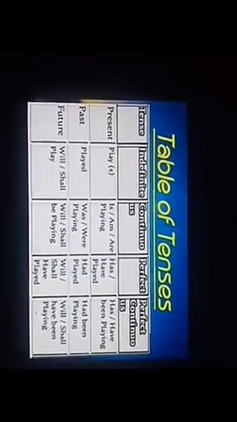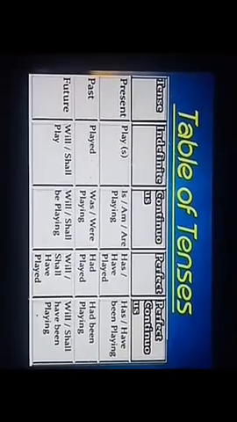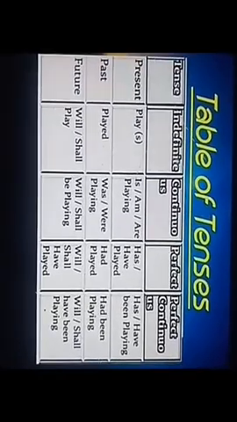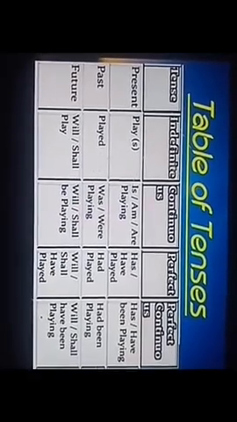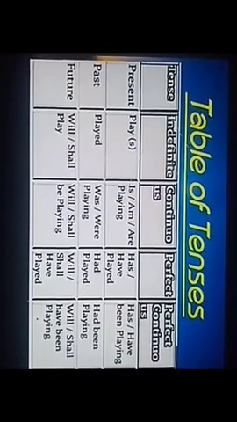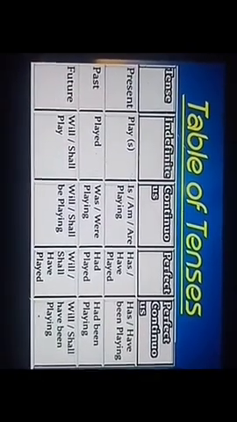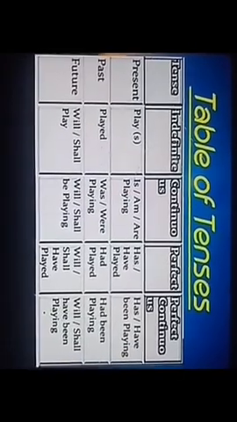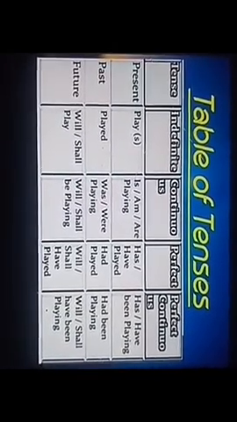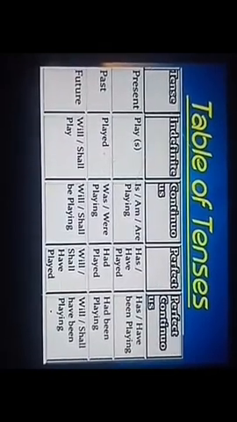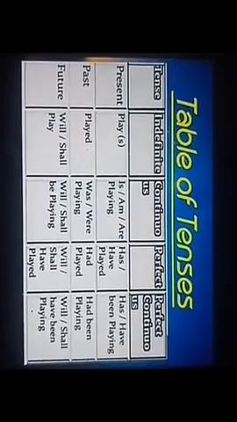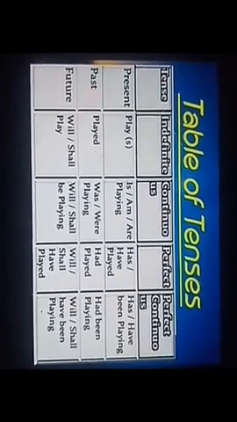Children, in present tense with indefinite, we always use s and es with the verb. If our subject is singular, we will use s or es with the verb, but if our subject is plural, then we will not use s or es with the verb. We always use subject plus verb plus object in indefinite tense. Children, indefinite tense is also called simple tense. Alright, now let's move on to the next tense, that is continuous.